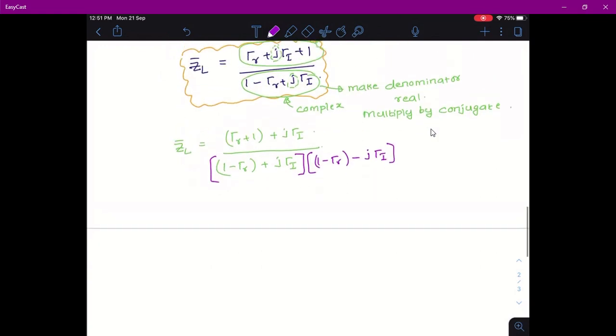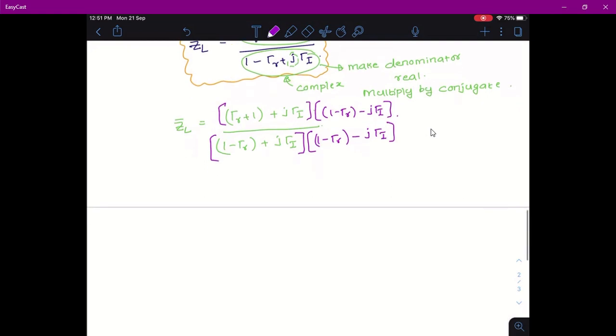So when you multiply the denominator to make it equivalent, you need to multiply the numerator also with the same quantity. So this is 1 minus tau r minus j tau I. Okay. So if you multiply a plus jb into a minus jb, which is the conjugate of a plus jb, the answer is a square plus b square. So here a is 1 minus tau r and b is tau I.